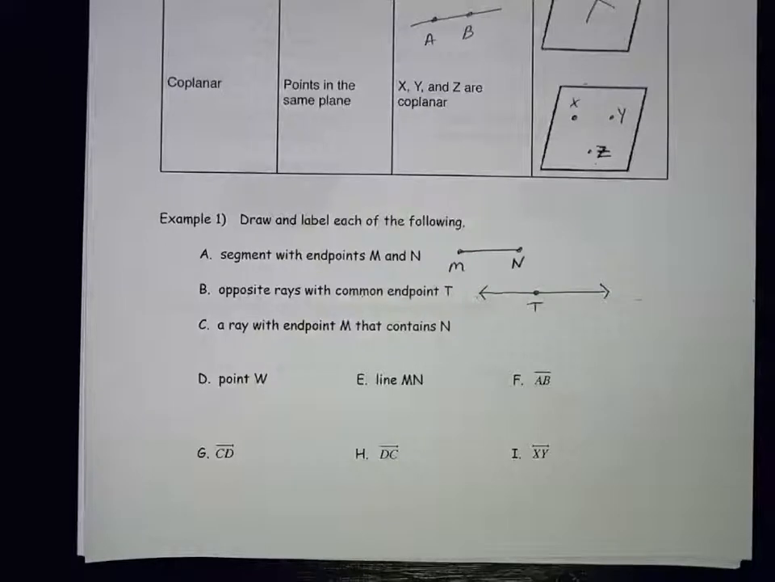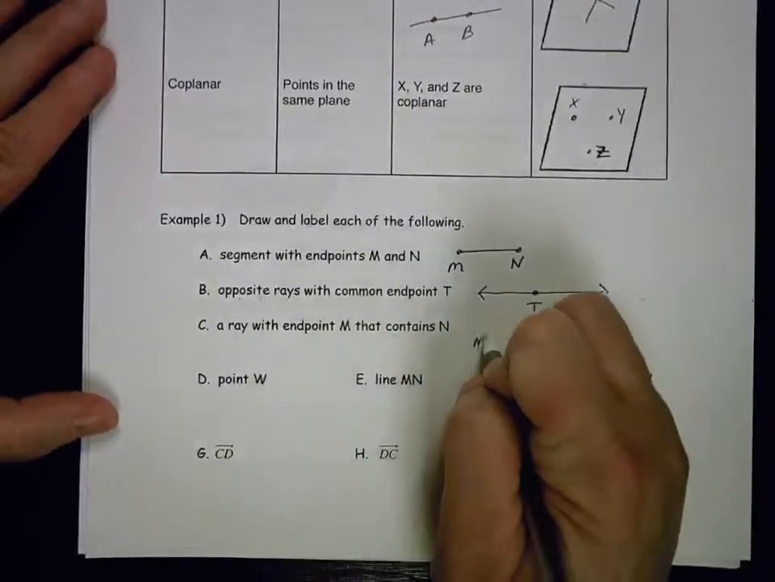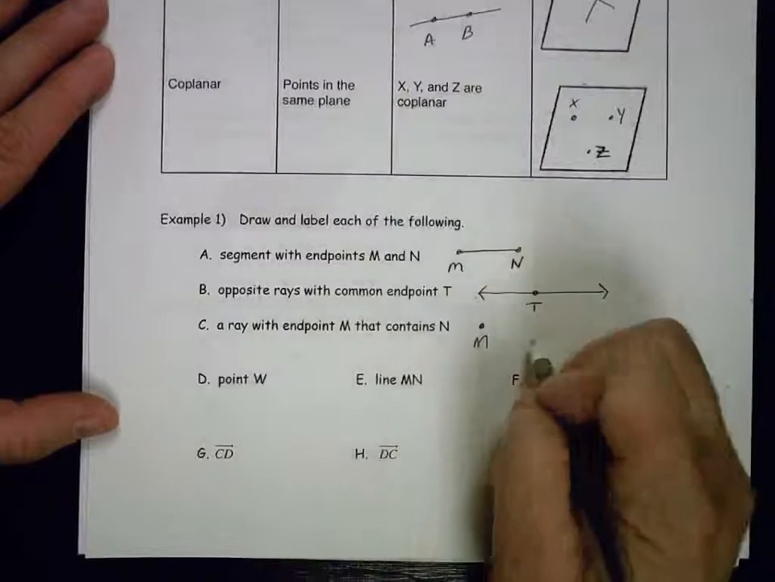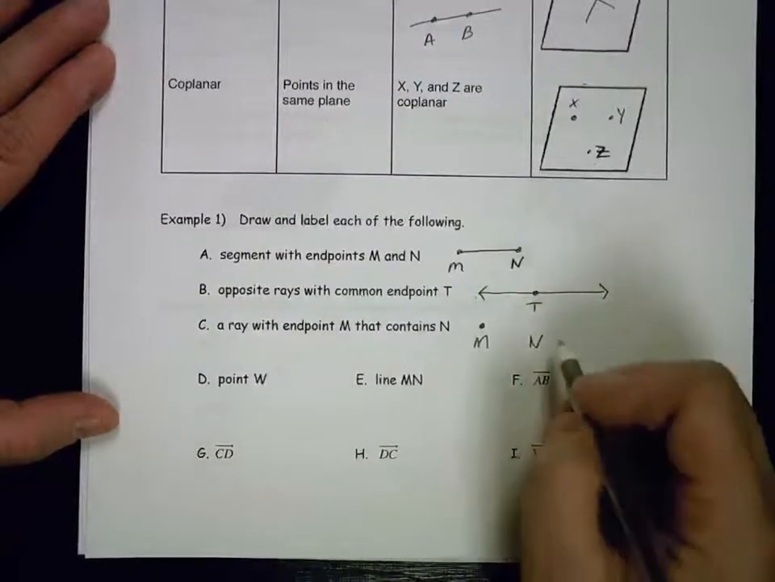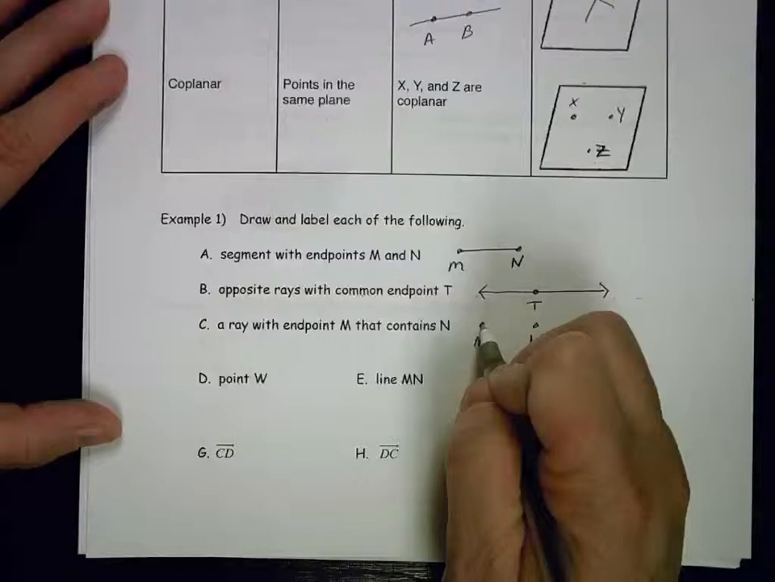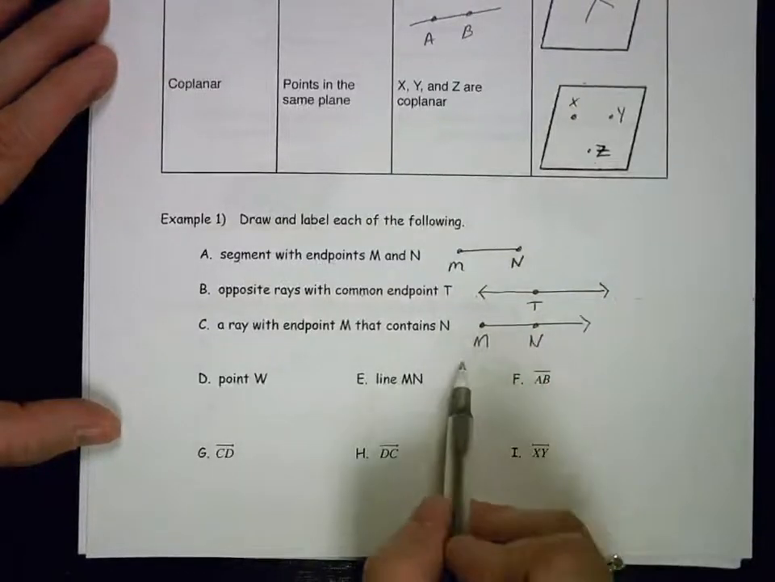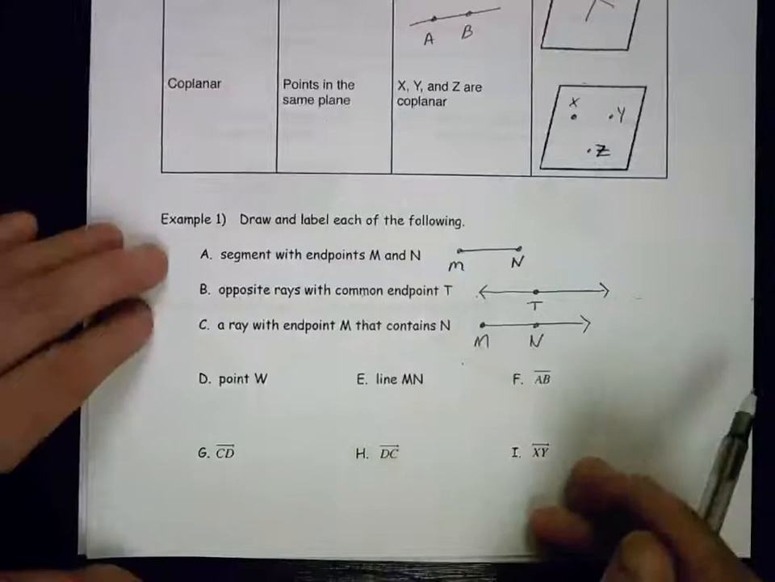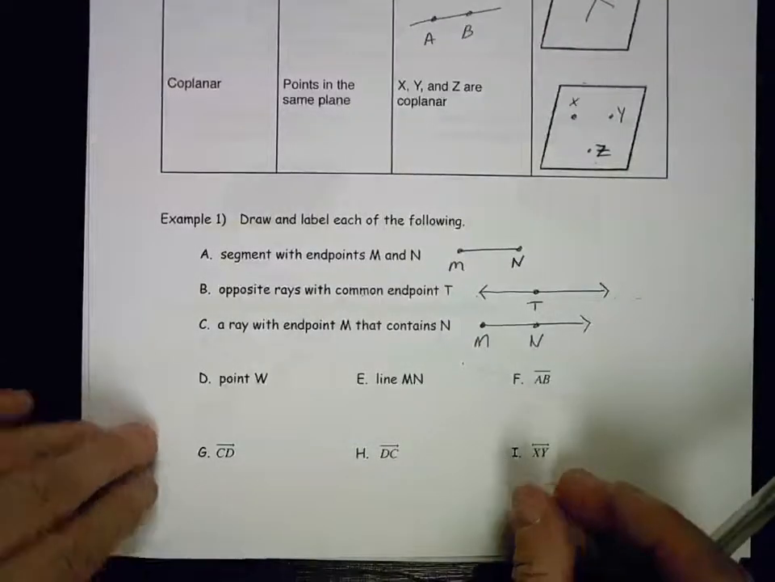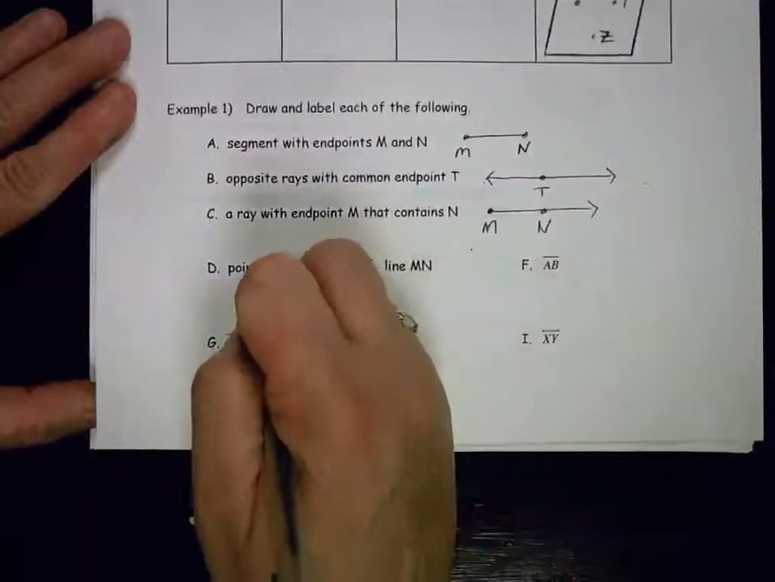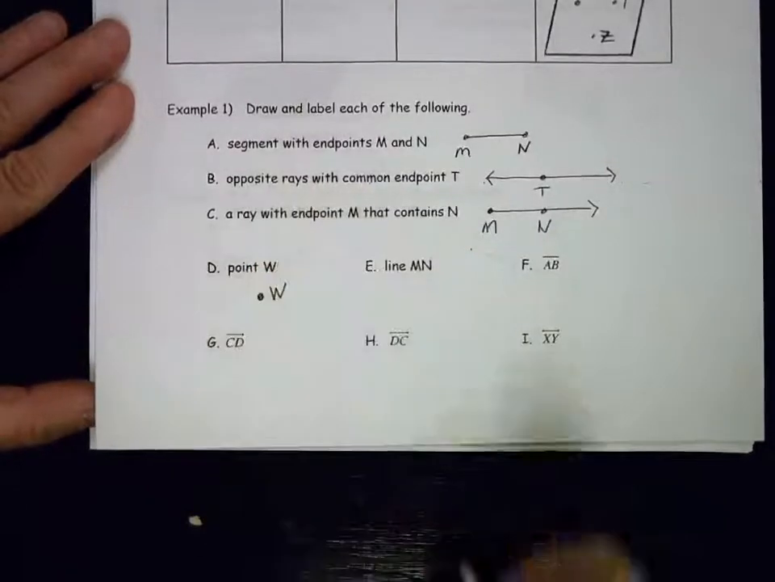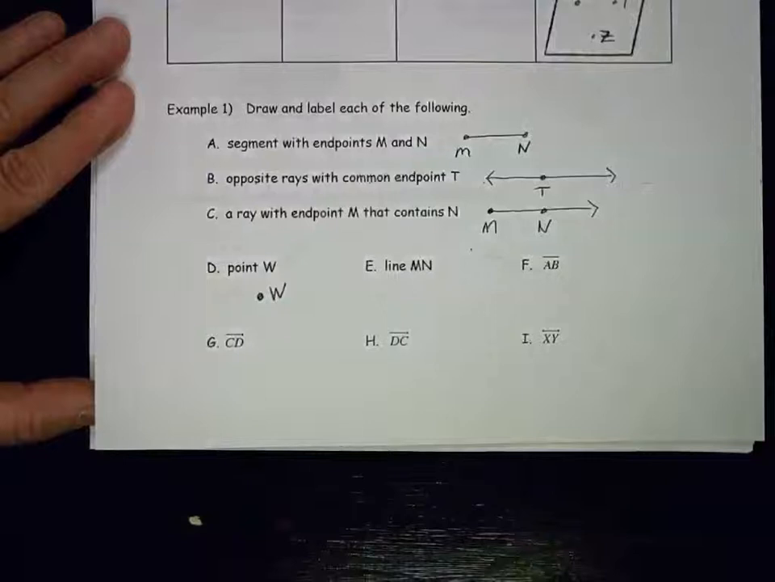Letter C asks us to find a ray with endpoint M that contains N. Very important, our endpoint is the M, and it contains an N, so that ray goes right through. The endpoint is M, and then it goes through the N. Letter D, we have point W, so just a point and a W.